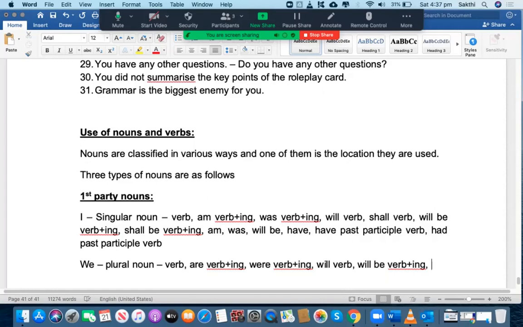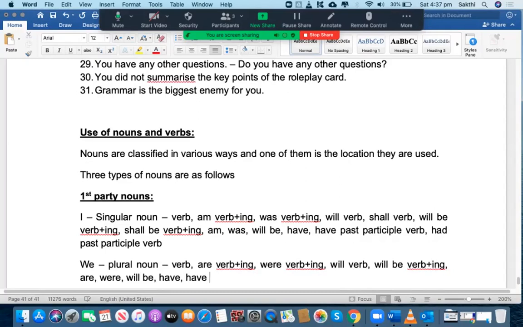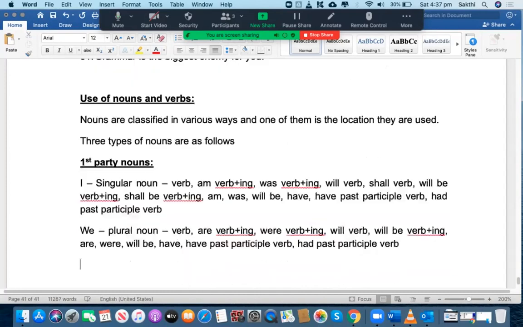Then we goes with are. We are in the present tense, that's a present auxiliary verb. Then we goes with were in the past tense. Then we goes with will be. We will be. Then we goes with have, and have with the past participle verb. And then we goes with had and then the past participle verb. So this is how the first party nouns go with the verb.